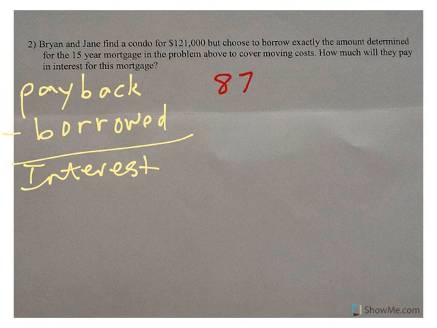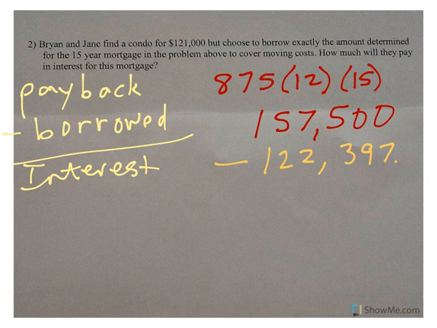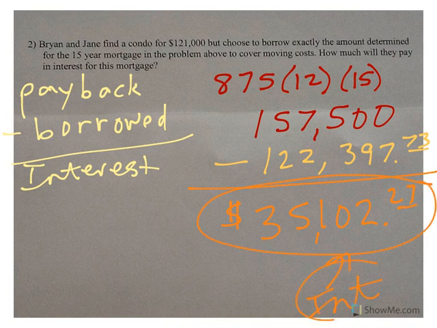Well, they're paying $875 a month for 12 months for 15 years. Right? We are assuming they only make the $875 payment. They never pay more than that. That's our assumption. Okay? Which means they will pay back roughly $157,500. We know that they borrowed $122,397.73. So if we subtract those, the difference between the borrowed and the payback is $35,102.27. That, my friends, right there is the interest.